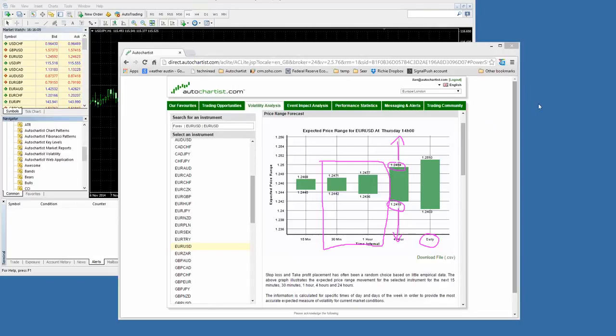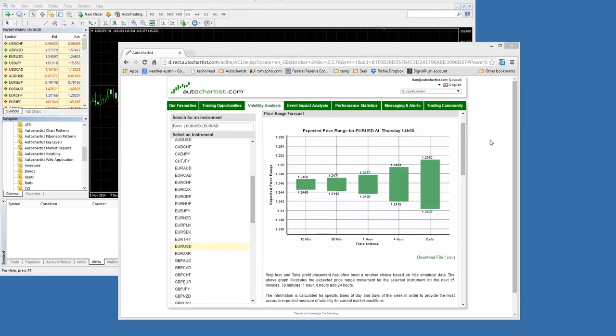Before I carry on and show you some practical examples, I wonder if I can prompt Errol and Yvette to let me know if there are any interesting questions that I can talk about right now before I move on to my MetaTrader and show some practical examples of what I mean.